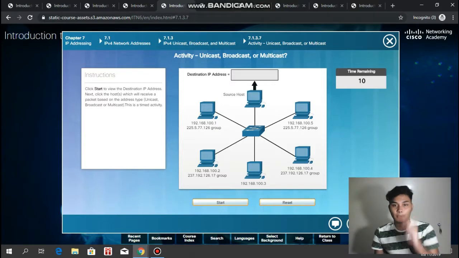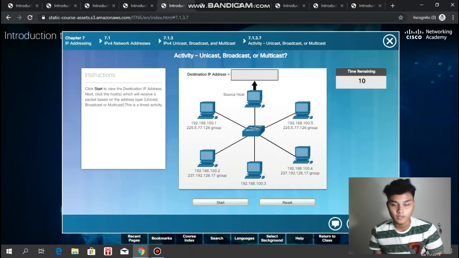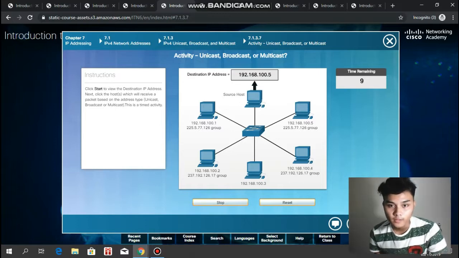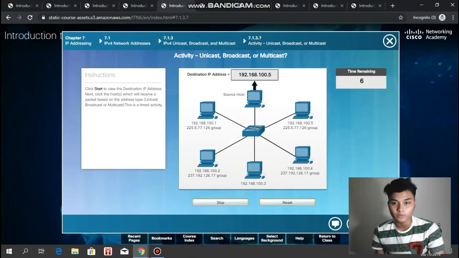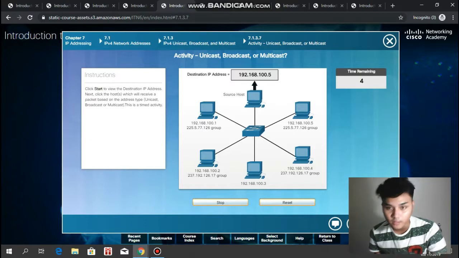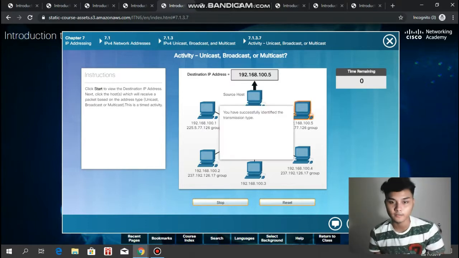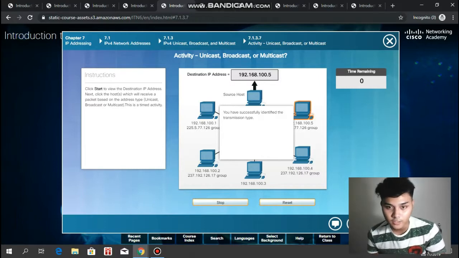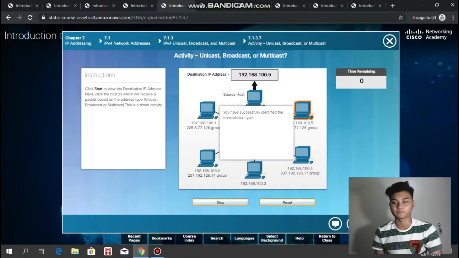And activity number 4 is activity unicast, broadcast, or multicast. So we have to differentiate the unicast, broadcast, or multicast. So let's start. 192.168.100.5, it is unicast. So you have successfully identified the transmission type.